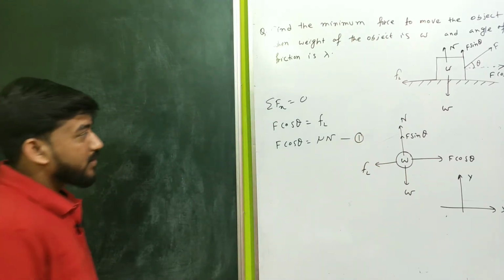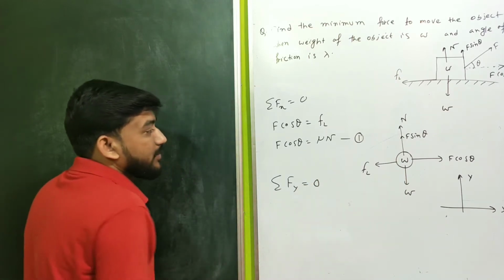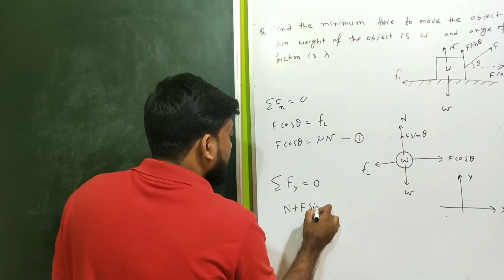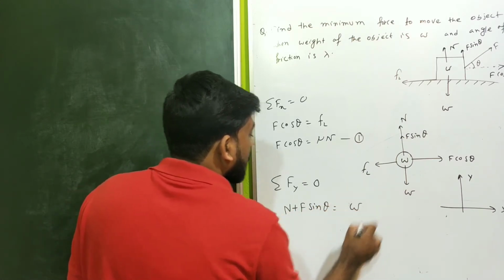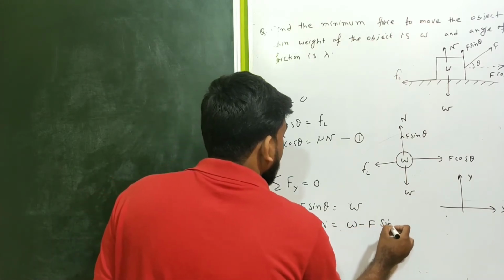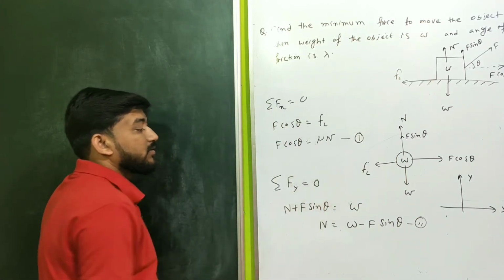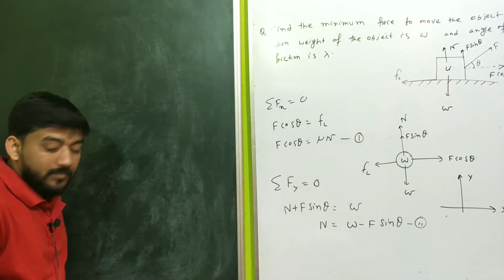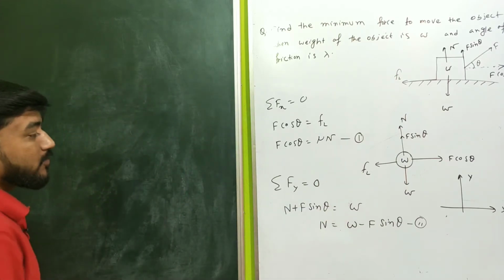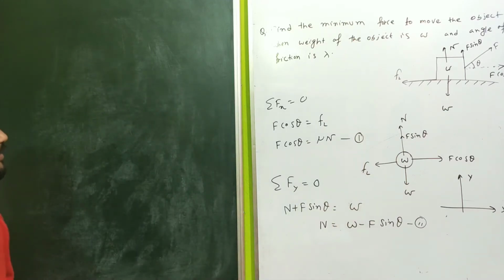And for the y axis we will get summation Fy is equal to 0, so N plus F sin theta is equal to W. So obviously N is equal to W minus F sin theta, and now we have to substitute this in equation 1. Then we will get the value of F. Then we have to achieve the condition for minimum force. So if we put the value of N in equation 1, then what will you get?